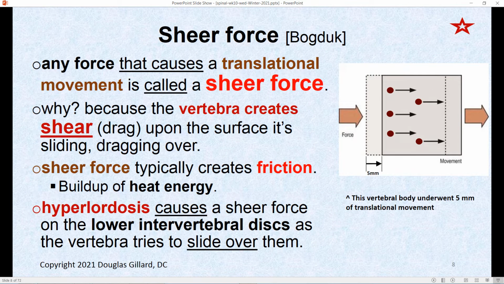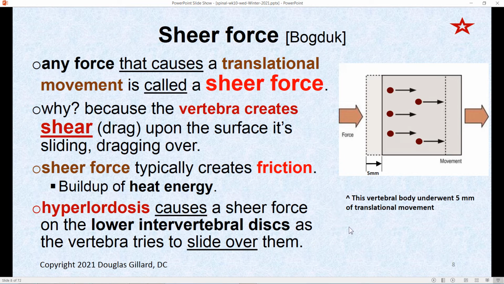Shear force. Any force that causes a translational motion is called a shear force. And why is that? Because the surface that the vertebrae is dragging over creates a shear on that surface, or a dragging. That's a shear force. And the shear force, as we've learned in physics, causes friction, which is a buildup of heat energy. Why do we care about this?